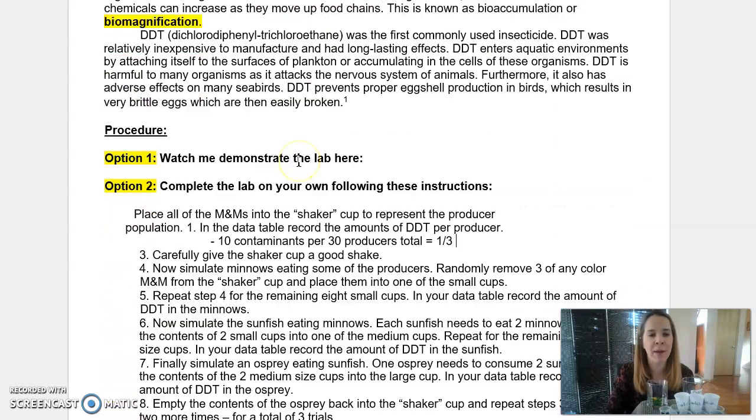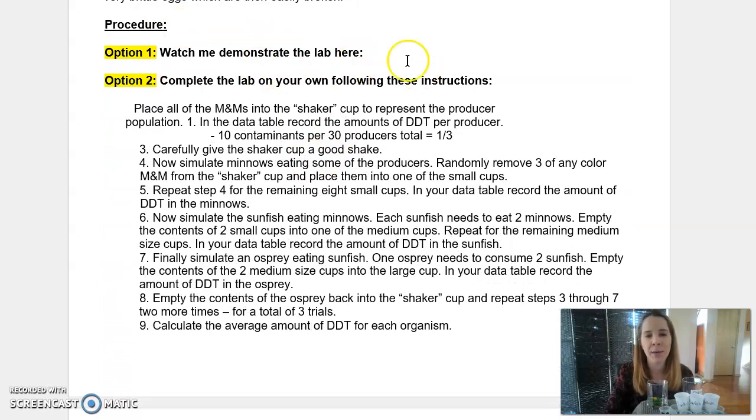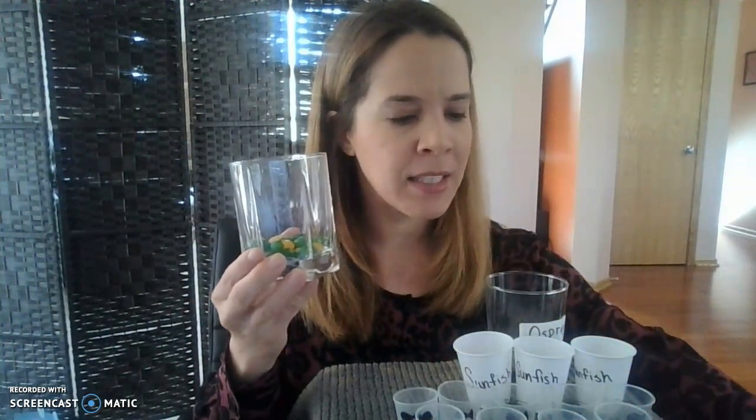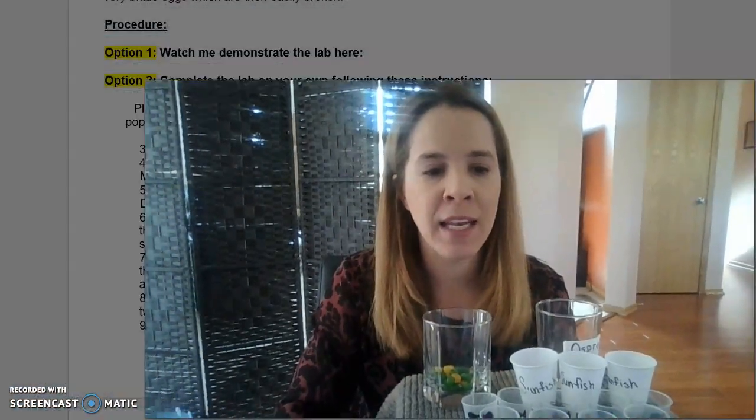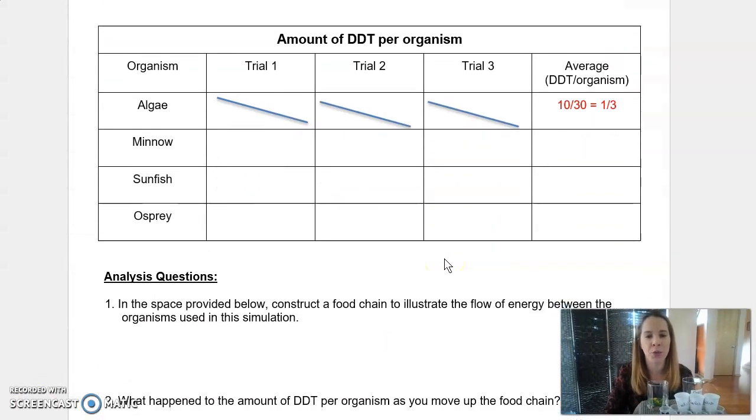So I'm going to scroll down on my lab here. So again, the procedure is you can watch me demonstrate the lab, which I'm going to do here, or you can stop the video here and complete the lab on your own. And page 2 has the data table and some response questions to go along with it. Okay, all right, so here we go. So here is my shaker cup, and I've got all my jelly beans in there, and it says in the data table, record the amounts of DDT per producer. So 10 contaminants per 30 producers equals 1/3. I already added that to page 2 here.